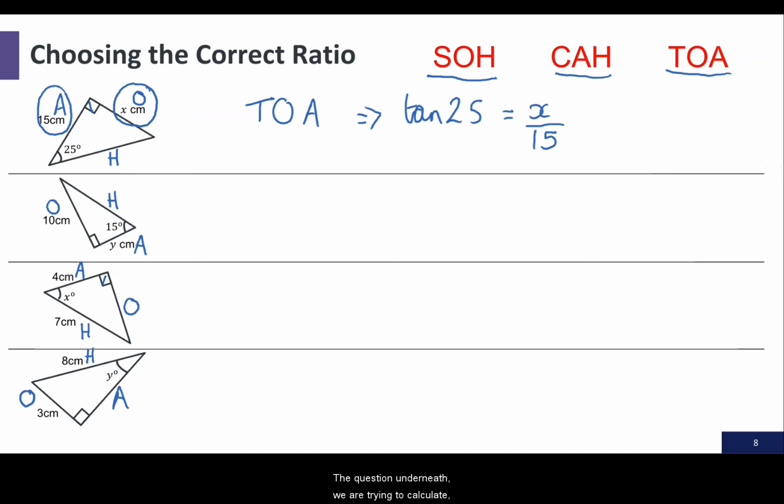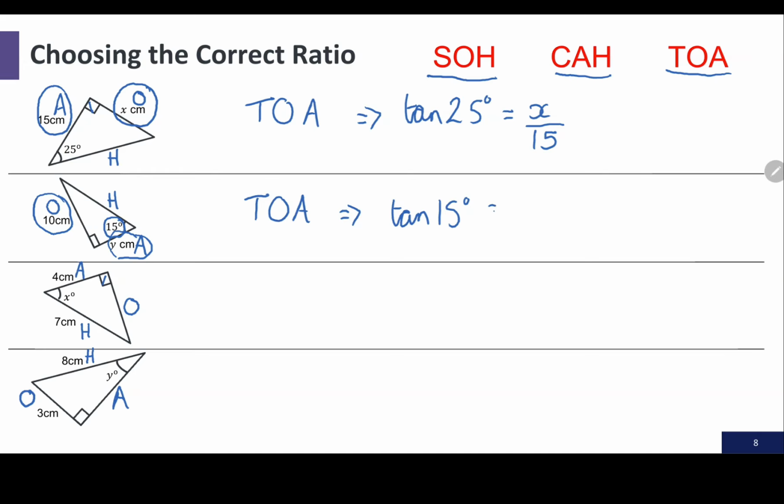The question underneath, we are trying to calculate A. We know the size of O, and we're also given an angle. So again, I'm looking for one with O and A in, and it's the same triangle as above, just written slightly differently. So it's another TOA. Therefore, tan 15 will be equal to 10 divided by y.